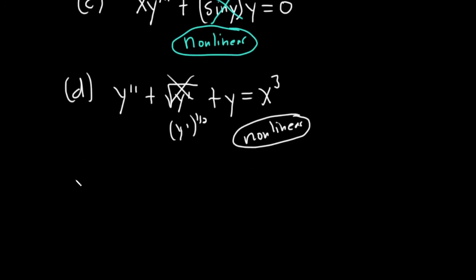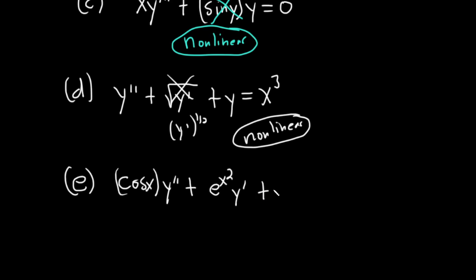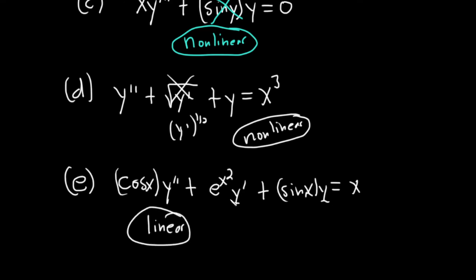Let's do one more. So e to the cosine of x times y double prime plus e to the x squared times y prime plus sine x times y equals x. So in this case, this one is linear, right? There's no issues here. Y and all of its derivatives are to the first power, so checks, checks, checks. And in front of y and all of its derivatives, you have, again, pure functions of x.